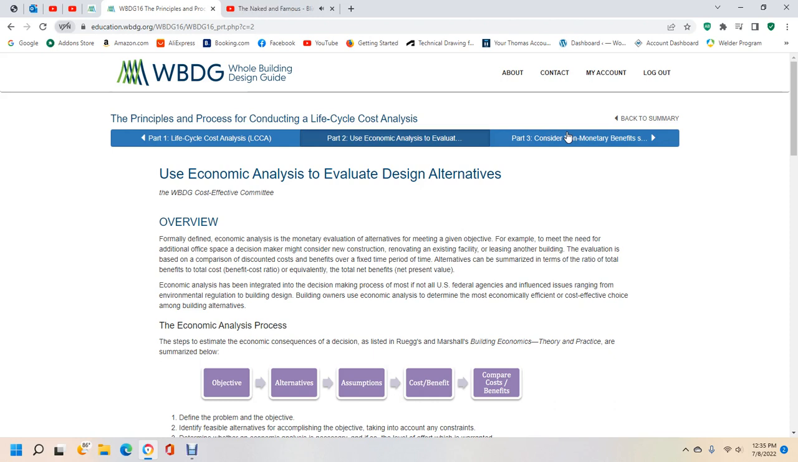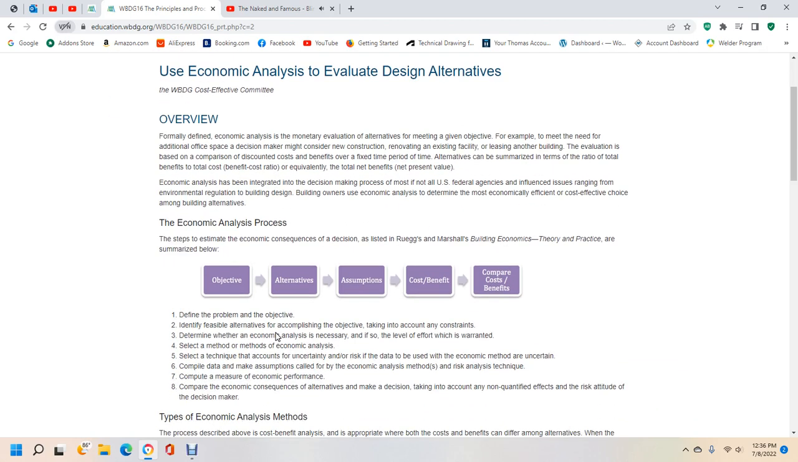Alternatives can be summarized with terms such as the ratio of total benefits to total cost, the benefit-cost ratio, equivalent annual cost, and total net benefits, net present value. Economic analysis has been an integrated decision-making process in all U.S. federal agencies, with influence ranging from environmental regulation to building design. Building owners use economic analysis to determine the most economical, cost-effective choice among building alternatives.